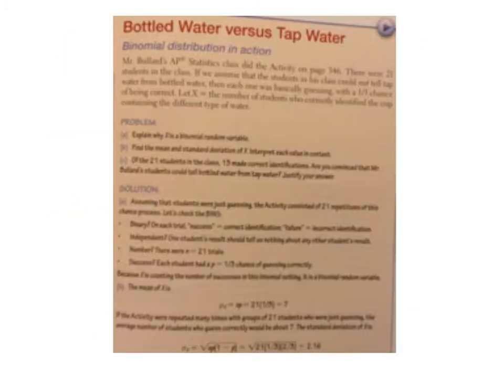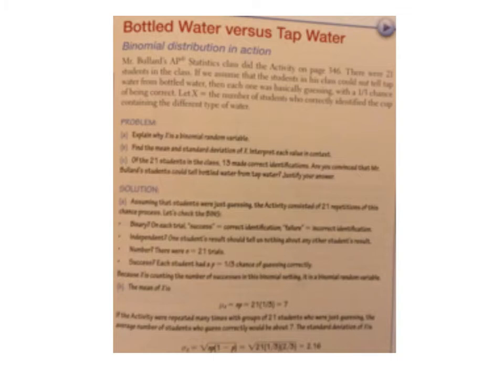This one is on page 399 in your book. I've got Mr. Bullard's AP Stats class. They had 21 students. They assumed the students in his class could not tell tap water from bottled water. Each one is basically guessing with a 1/3 chance of being correct. X is my number of students who correctly identify the cup containing the different kind of water. Explain why X is a binomial variable. Find the mean and standard deviation and interpret. Out of the 21 in the class, 13 made correct identifications. Are you convinced that they can tell tap water from bottled water?